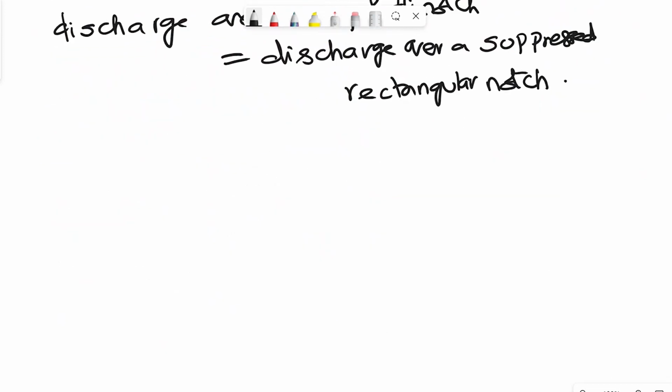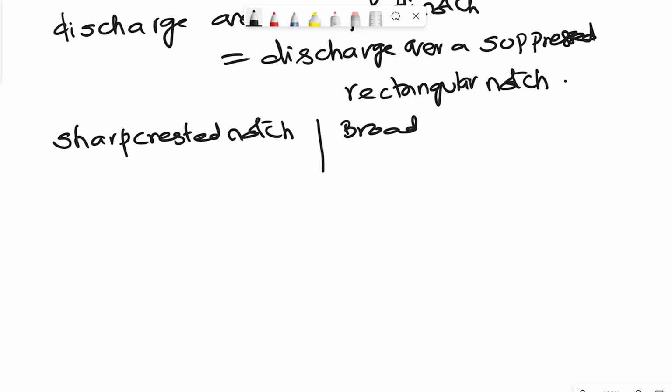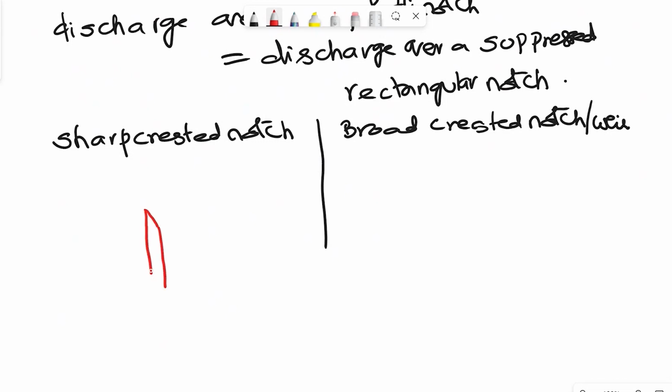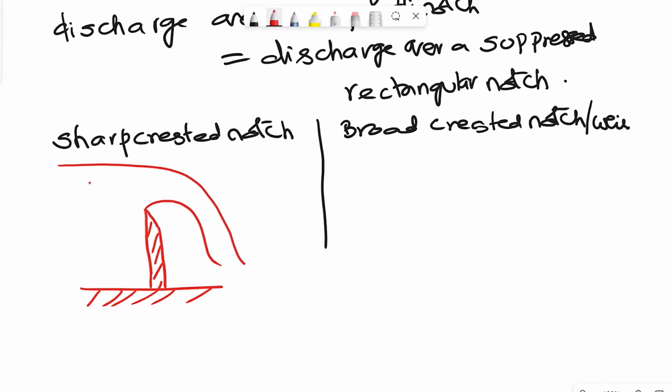Then one more point which we should remember is how to distinguish between a sharp crested notch and a broad crested notch. The basic thing is a sharp crest means it will be like this. If you see it, this is how the portion will be. This is how the water flows. So this is a sharp crested notch.